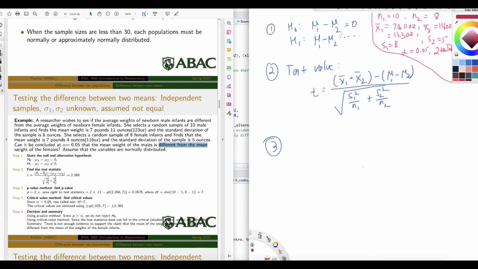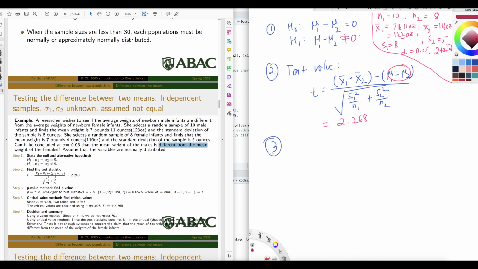All right, so this will be not equals to 0, right? And then you just plug in the value of x1 bar minus x2 bar, and mu1 minus mu2 equals 0, and plug in the values of s1 square over n1, s2 square over n2. So basically I have calculated that, and it will be 2.268. That's what you will get in number 2.